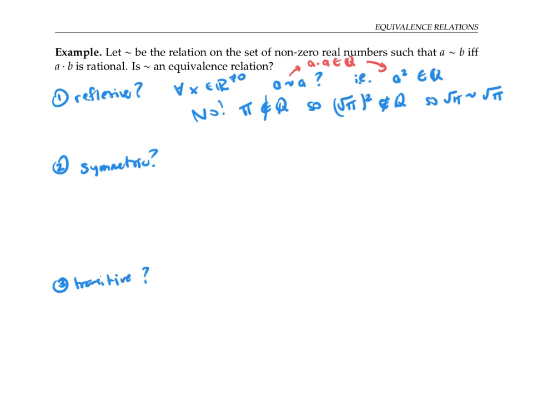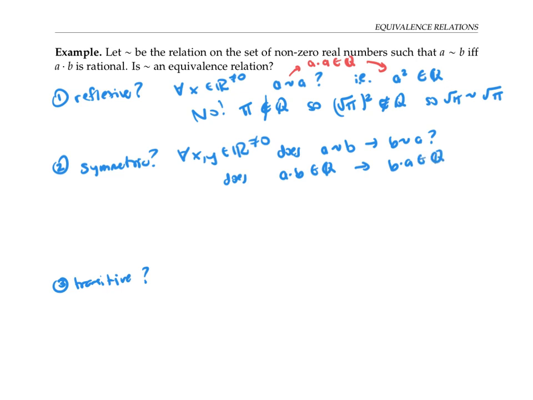As far as symmetric, we need to check that for all x, y non-zero real numbers, A related to B implies B related to A. That is, does A times B being a rational number imply that B times A is a rational number? Well, that's definitely true because A times B and B times A are the same number. So this relation is symmetric.